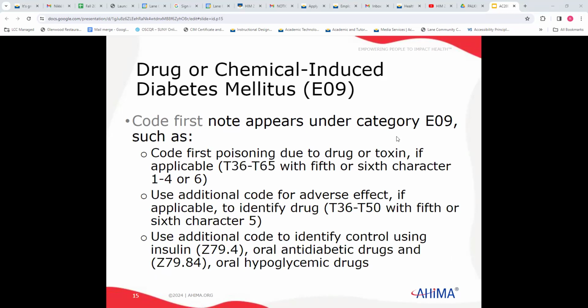For drug or chemical induced diabetes, we will see in the tabular code first. So we'd code first the poisoning due to the drug or toxin, if applicable. That would be a code from category T36 through T65, and the 5th and 6th character would be 1 through 4 or 6. Then we'd use an additional code for the adverse effect, if applicable, to identify the drug with a 5th or 6th character of 5. Then we'd use an additional code from category Z79 for the anti-diabetic medication, be it insulin, the oral drugs, oral hypoglycemic drugs, what have you.